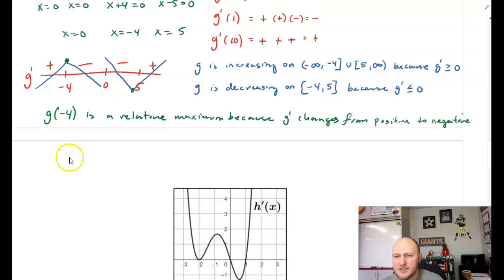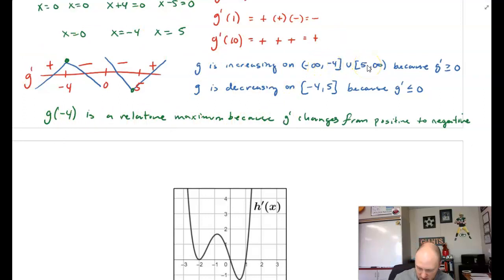Now, if you said increasing and decreasing, that would be false, because g prime here is not increasing. It's positive. Increasing talks about the slope. You always want to use calculus, you always want to use the derivative. So g prime. You don't want to say it's a relative maximum because g changes from increasing to decreasing. You want to use calculus.